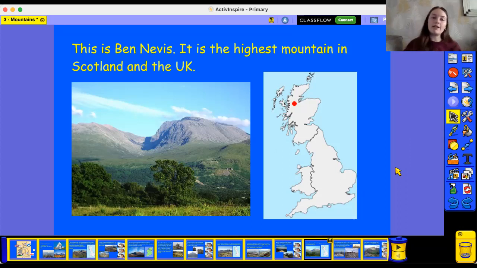Let's practice saying Ben Nevis is in Scotland. Ben Nevis is in Scotland. Your turn. Ben Nevis is in Scotland.